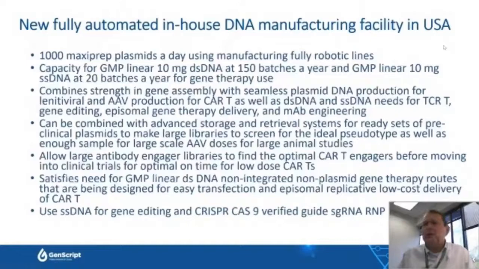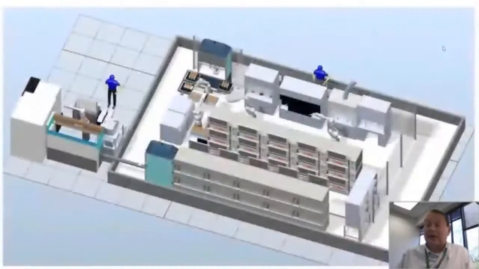And we traditionally are very good at verified sgRNA guides. So one of the uses for single-strand DNA could be to use that with CRISPR-Cas9 to engineer the cell line. So we have that GMP sgRNA also coming online at the end of next year in robotic. It's present. We have it now manually, but we'll have it in a robotic scenario.